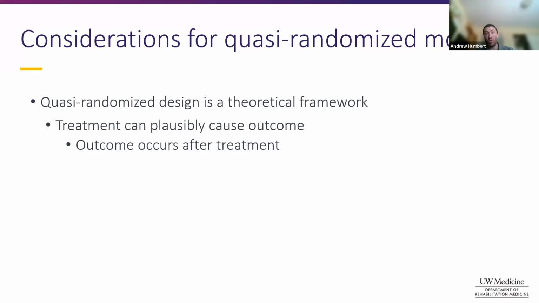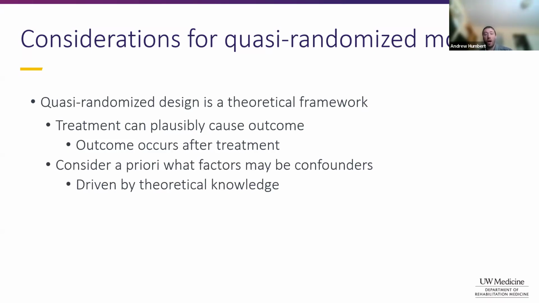Is this treatment expected to work within a day? Well, then we can measure the outcome the next day. Could it take a couple of months for the treatment to work? Then we need to wait a few months before we use that observational data for the outcome. So this needs to be established theoretically, that this treatment can plausibly cause the outcome. And again, you absolutely need that chronological trend of treatment first, outcome measured later, if you want to establish that causal connection that we're aiming for in quasi-randomized approaches. We also really need to consider a priori what factors may be confounders, right?